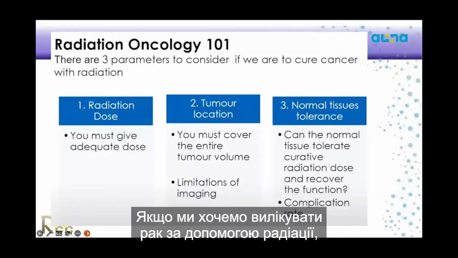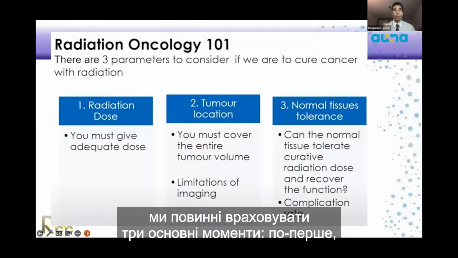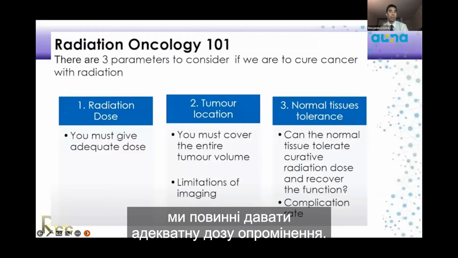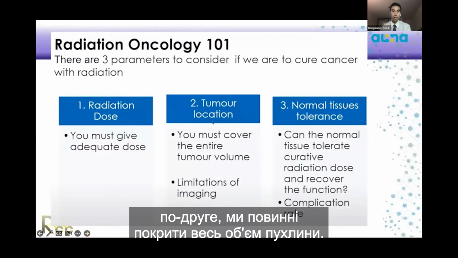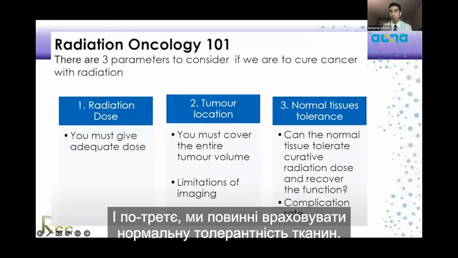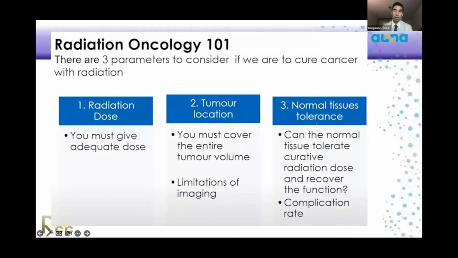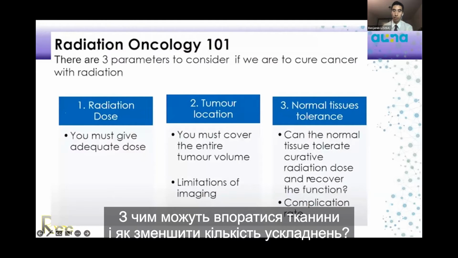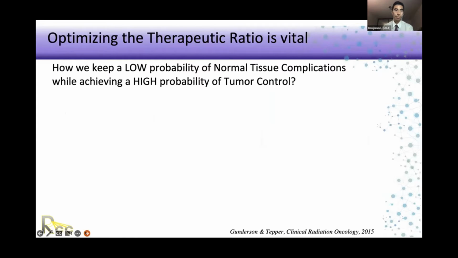And there's three main things that we need to consider if we want to cure cancer with radiation. One, we have to give adequate dose. Two, we must cover the entire tumor volume. And three, we have to consider the normal tissue tolerance. What can the tissues handle, and how can we reduce complication rates?